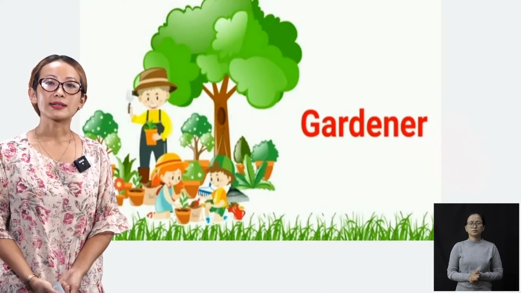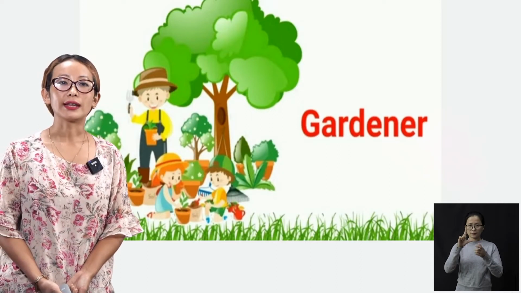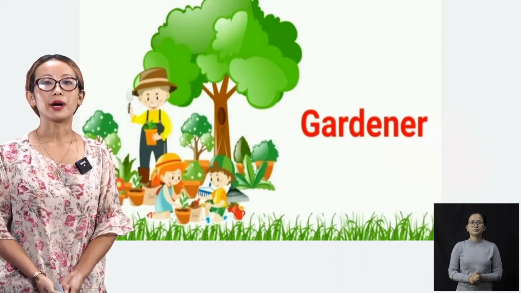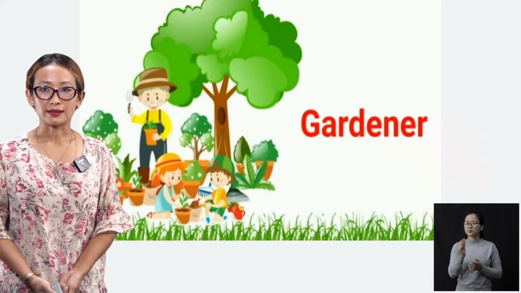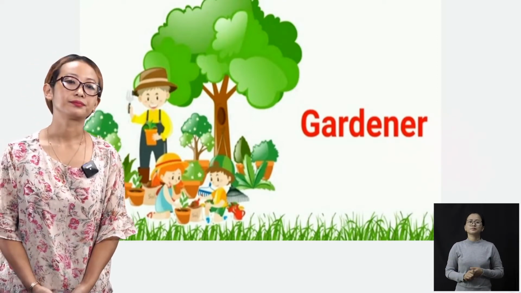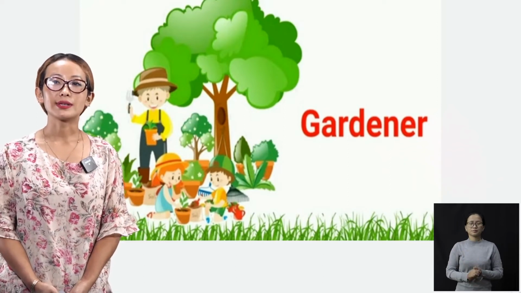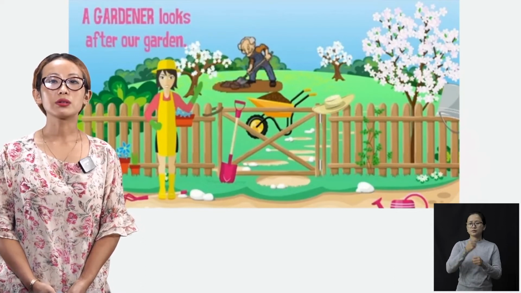A barber works in a salon or in a barber shop. The main tool of a barber is a scissor. Okay, remember that. Next is a gardener. A gardener is a person who grows plants in the garden, who also looks after the garden.